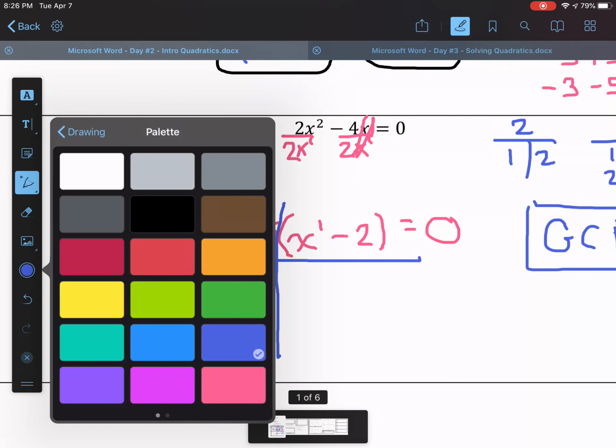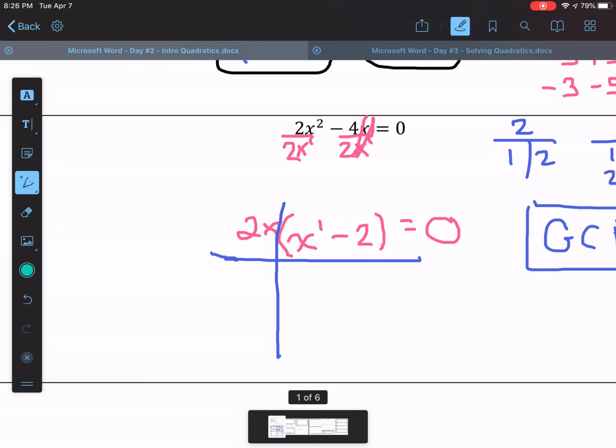So what you're going to do now that we drew our T is we're going to set each one of our factors equal to 0. Okay? So looking at the first one, 2x equals 0. If I want to get x by itself, I need to get rid of the 2. Now the 2 and the x are being multiplied, and the opposite of multiplying is dividing. So we're going to divide both sides by 2, and 0 divided by 2, or 0 divided by anything actually, is 0.